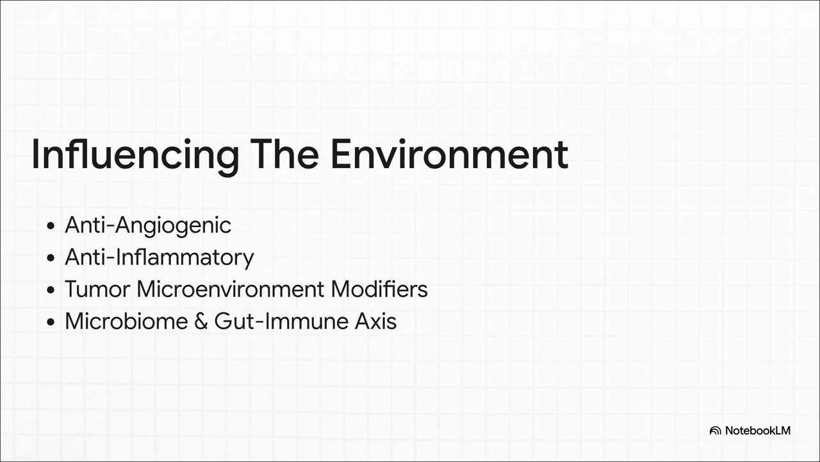Now, here's where it gets really interesting. Modern research doesn't just look at the tumor itself. It looks at everything around it. This is about influencing the tumor's environment. Take anti-angiogenic compounds, for example. These are things studied for their potential to stop a tumor from building new blood vessels, basically cutting off its supply lines. It's a completely different angle of attack.